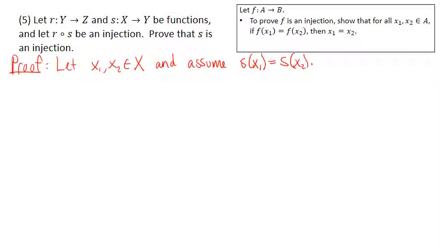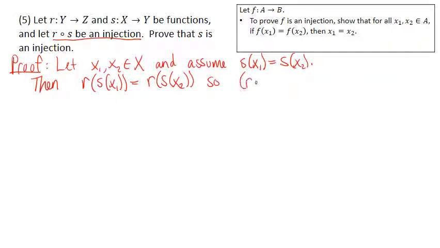The only other option I really have here is to use the only other fact I know, which is that R composed with S is an injection. So that's what I'm going to have to use. How am I going to get R composed with S into the situation here? Well, I can plug both sides of this equation into R. Then I would have R of S of x1 equals R of S of x2. Or in other words, R composed with S of x1 equals R composed with S of x2.